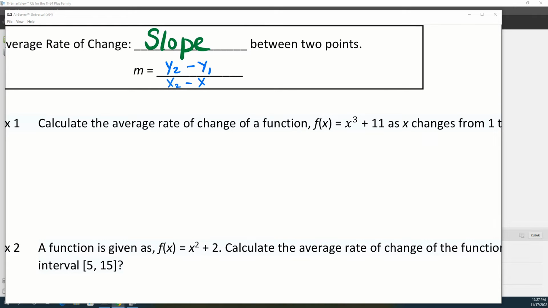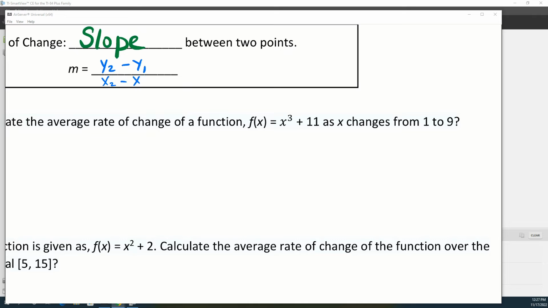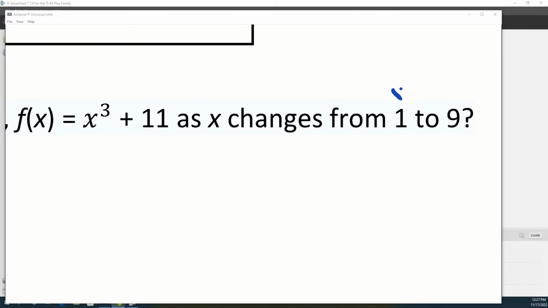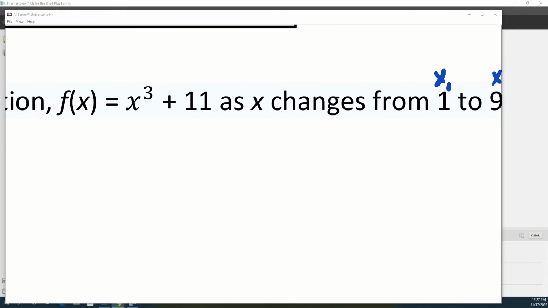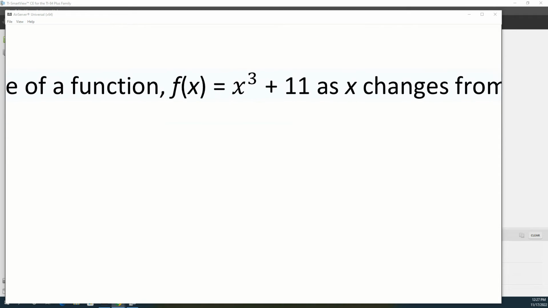And so your interval is written different ways. So this first one, it says to find the average rate of change of that function as x changes from 1 to 9. So what that means is that x1 is 1 and x2 is 9. And what we want to do is find the y's that go with those x's. And so this is kind of like part of what we did yesterday.